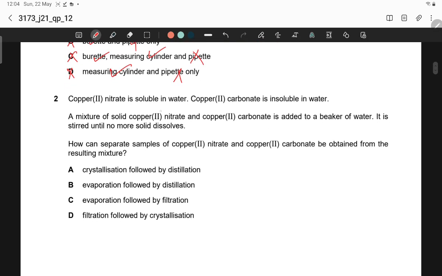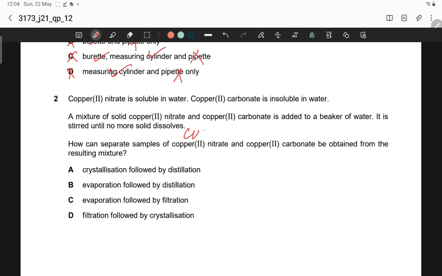Copper(II) nitrate is soluble in water. Copper(II) carbonate is insoluble in water. A mixture of solid copper(II) nitrate and copper(II) carbonate is added to a beaker of water. It is stirred until no more solid dissolves.